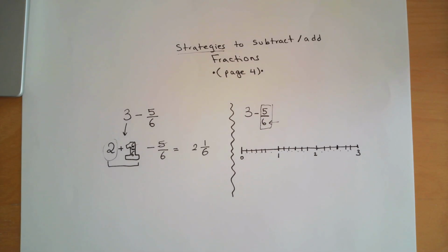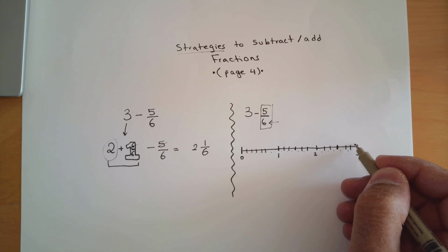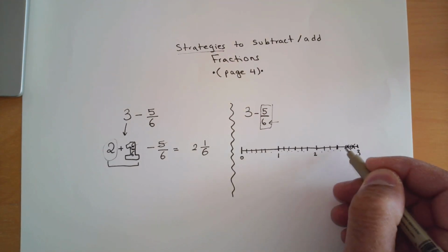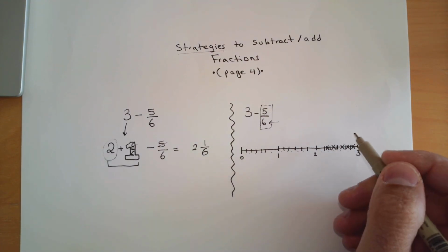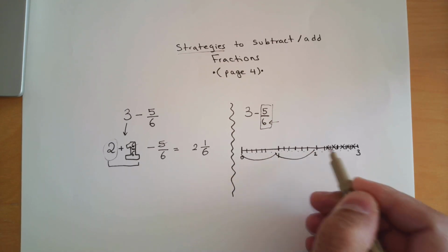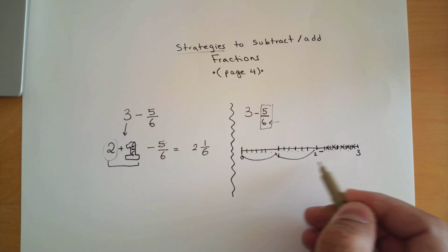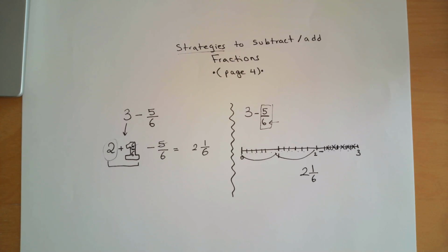Okay, now how much do I need to take? I need to take 5/6. So I'm going to take 1/6, 2/6, 3/6, 4/6, 5/6. So that leaves me with 1 whole, 2 wholes, and 1/6, right? So here it is. Today we're going to solve subtracting fractions the normal way that I taught you, but also with a number line.